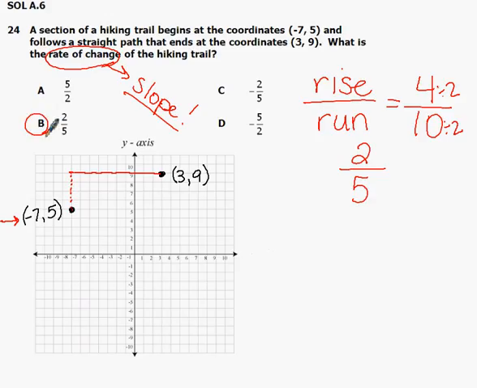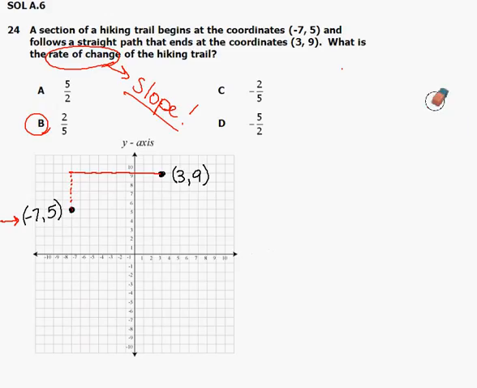Now, in case you don't have a graph in front of you, or in case you're afraid that you're going to count wrong if you do plot the points, let me refresh your memory on how to use the slope formula. So here's the slope formula. It's something that you want to try and commit to memory if you haven't already. The slope formula is y2 minus y1 over x2 minus x1.